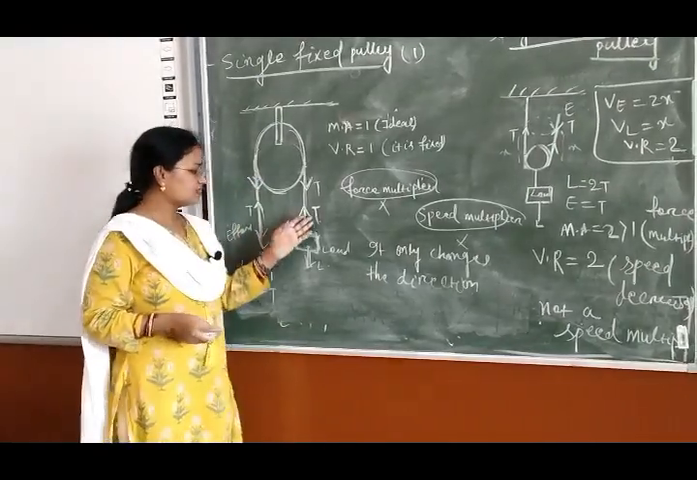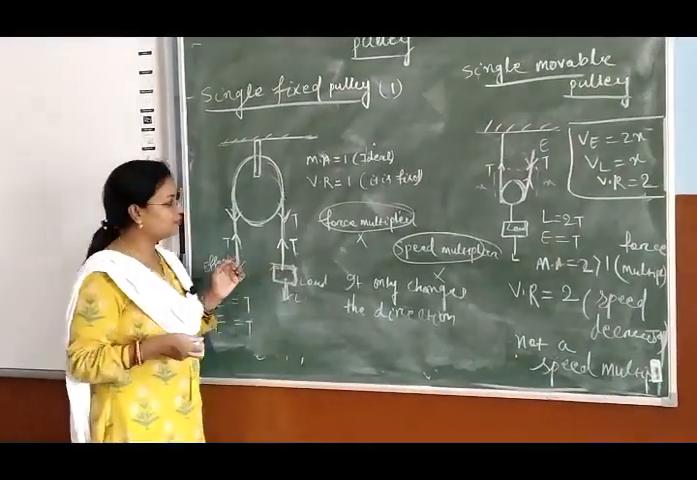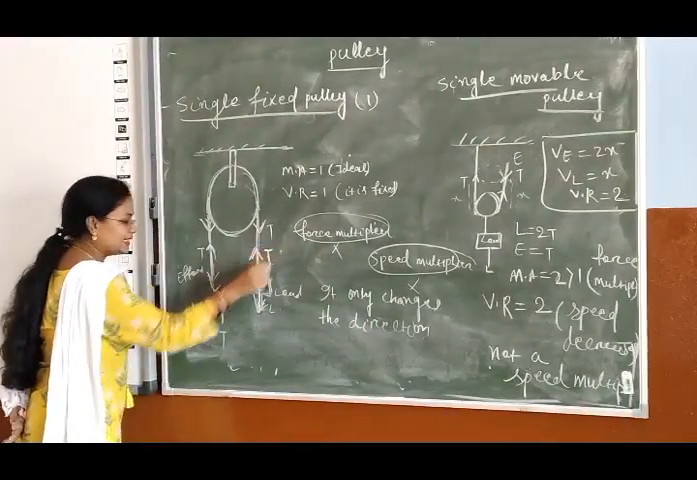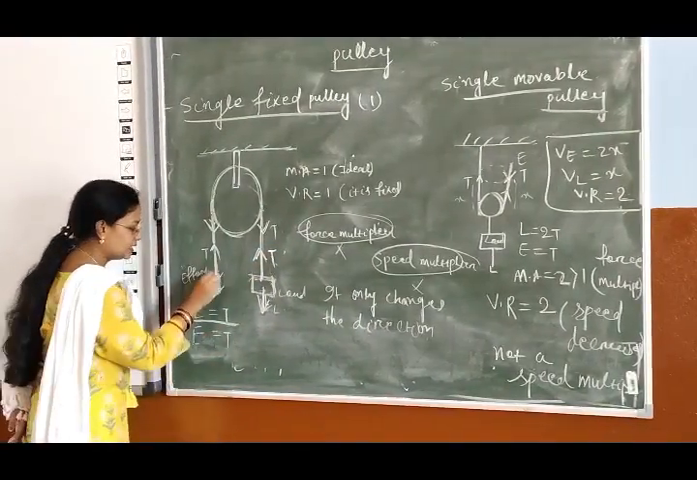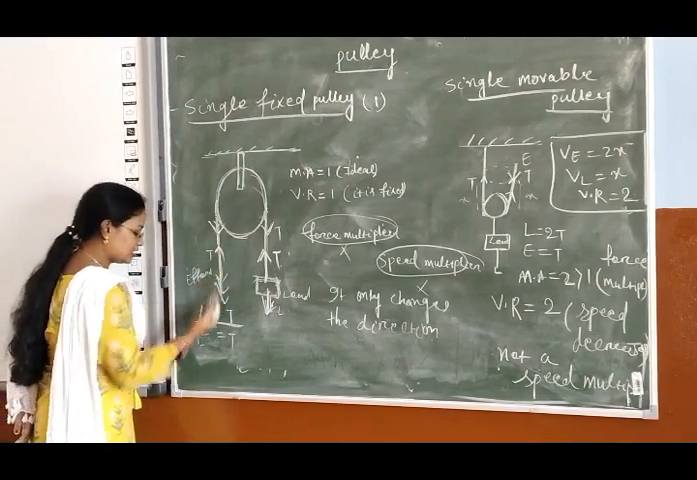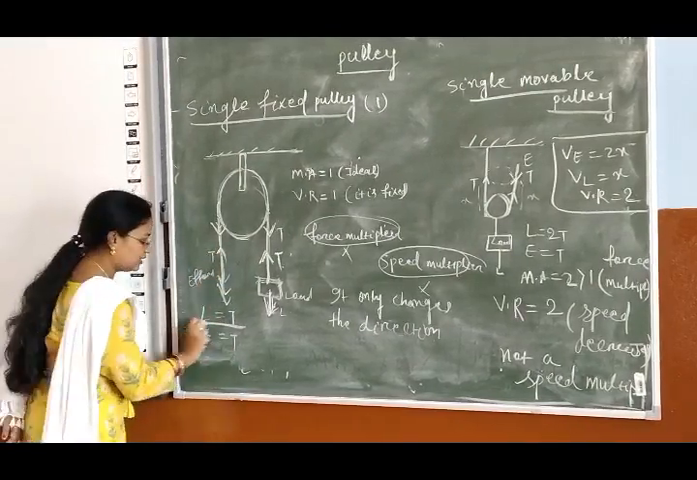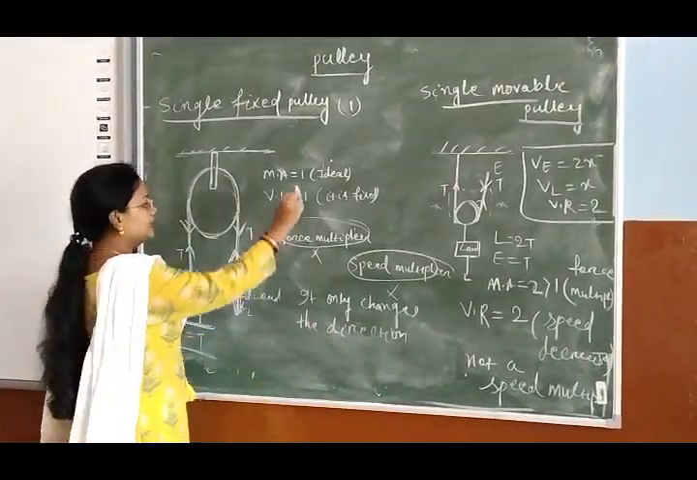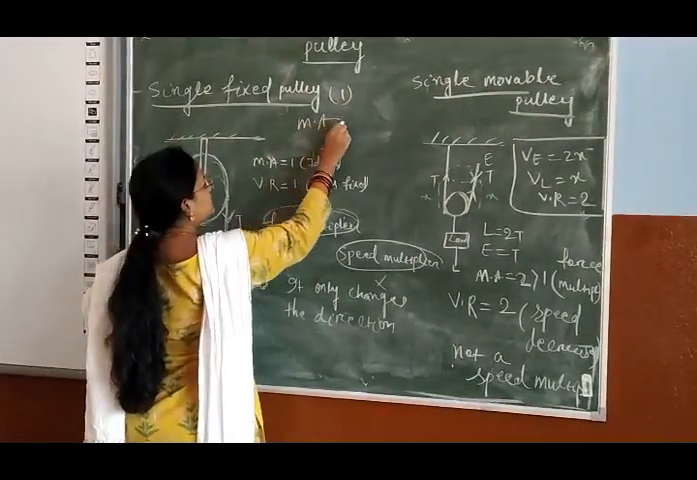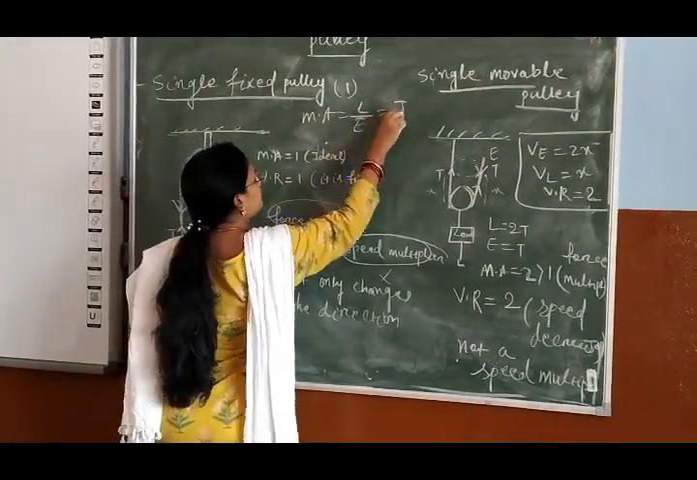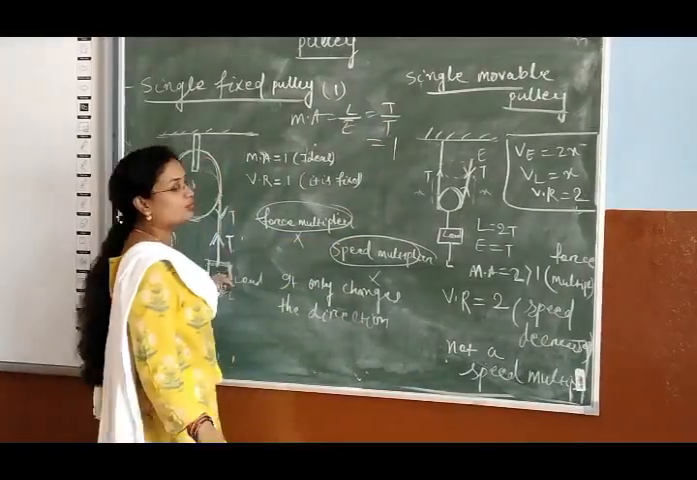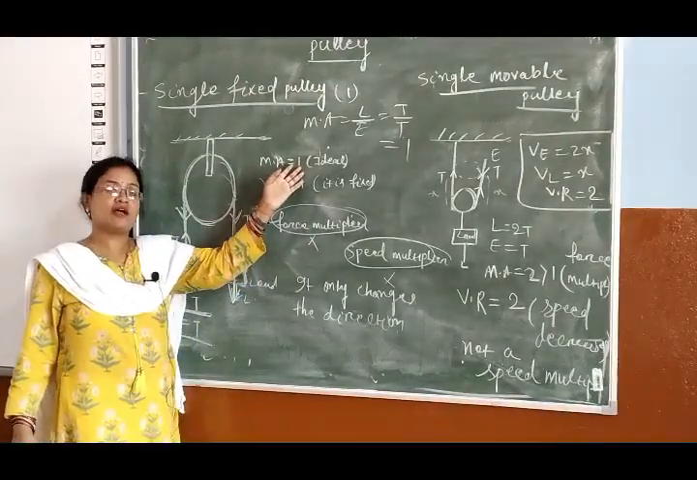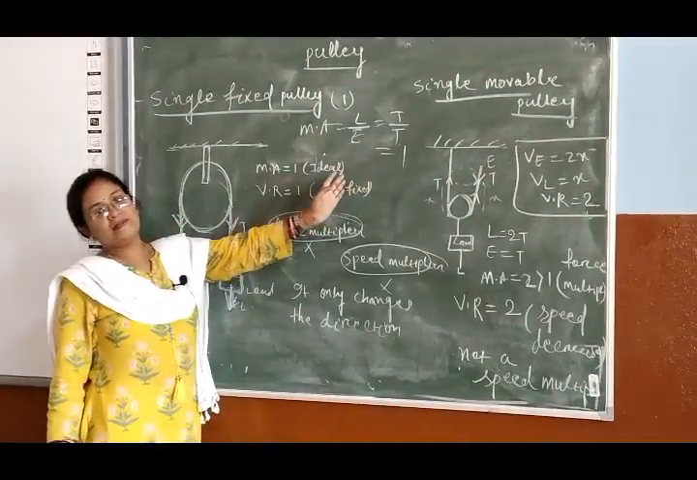So now you see tension is also one kind of force. This is your load, and in this direction tension is acting. So L equals T. Effort is in this direction, T is in this direction, so the effort equals T. So L equals T, E equals T. Now what is mechanical advantage? Mechanical advantage equals load by effort, that is T by T, which equals 1. So mechanical advantage is 1, and this is for the ideal case, not for the practical case.